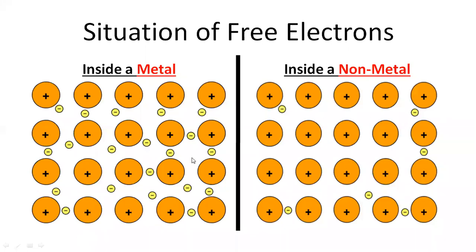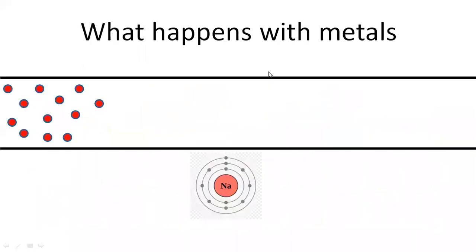Give me a response in the chat box. Have you understood the major difference between metal and non-metal? Metal has many free electrons, non-metal has fewer free electrons. Got this point? Okay, so next concept we'll try to understand.